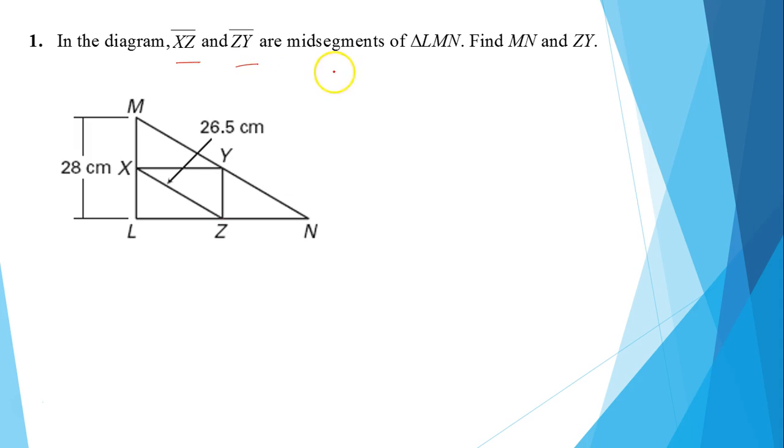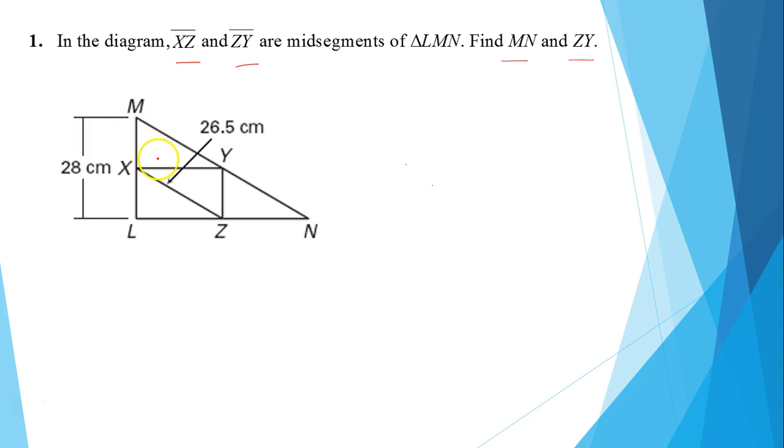Alright guys, this problem is from section 5.1, and it says in this diagram, XZ and ZY are midsegments of triangle LMN. We're supposed to find the distance of MN and ZY, knowing that this triangle right here is the midsegment triangle of our LMN.